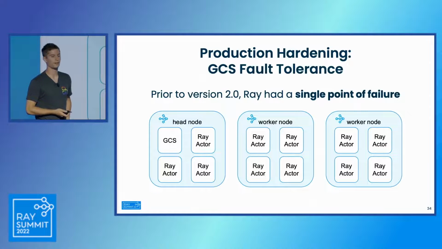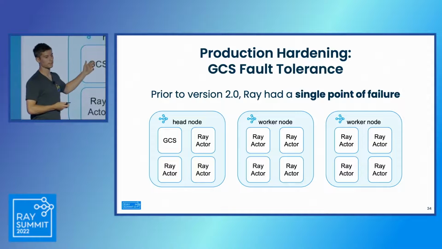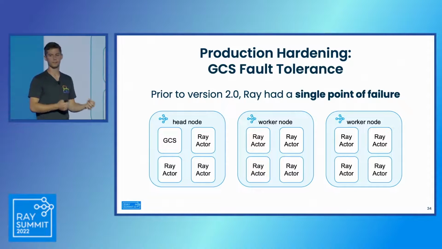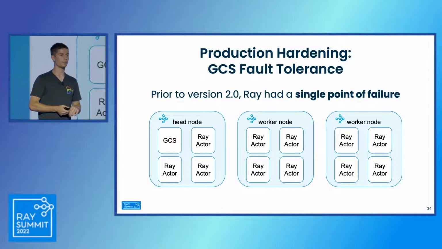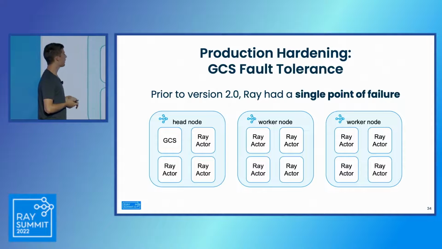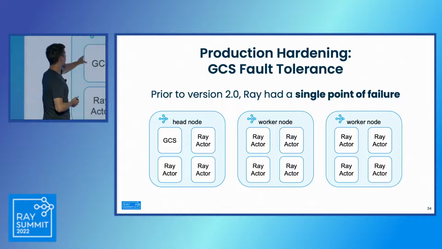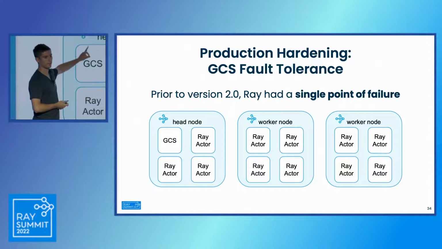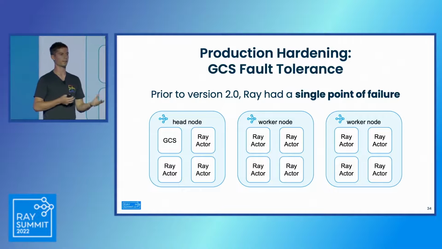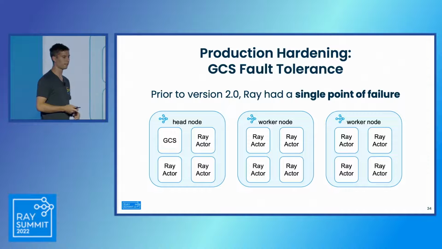So another effort to improve production hardening has been GCS fault tolerance. This has been a huge effort jointly between the RayServe and the Ray core team. If you're not intimately familiar with the Ray architecture, prior to Ray 2.0, it had a single point of failure. On the Ray head node, we had this process called the GCS, which is essentially the global coordinator for the cluster. It handles scheduling and health checking actors and things like that.